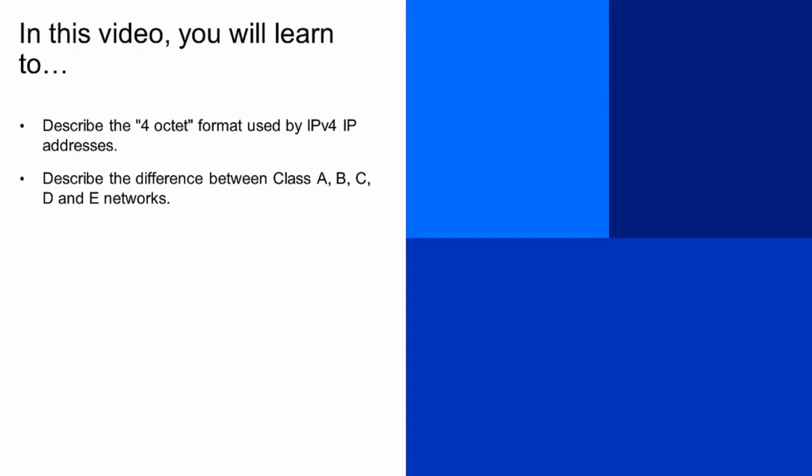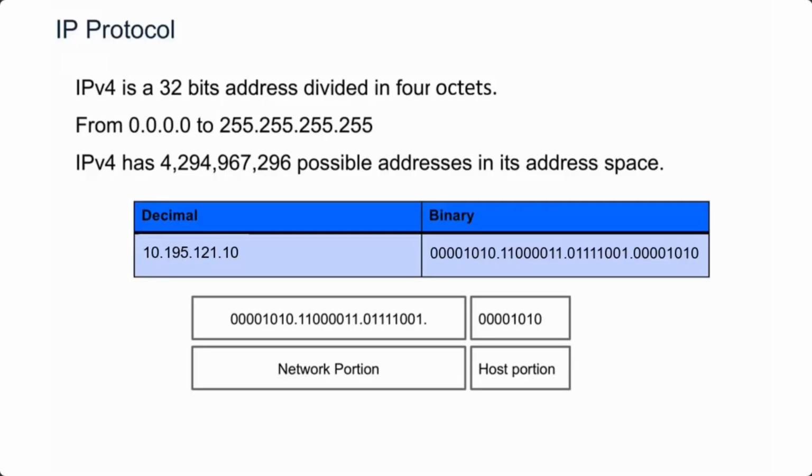In this video, you will learn to describe the 4-octet format used by IPv4 IP addresses, and describe the difference between Class A, B, C, D, and E networks. Let's begin by talking about Internet Protocol version 4. IPv4 uses a 32-bit addressing schema that is divided into 4 octets of 8 bits each. Now you should remember from the previous video that 8 digits of base 2 ones and zeros can have values ranging from 0 to 255 in decimal notation, which is 2 raised to the 8th power.